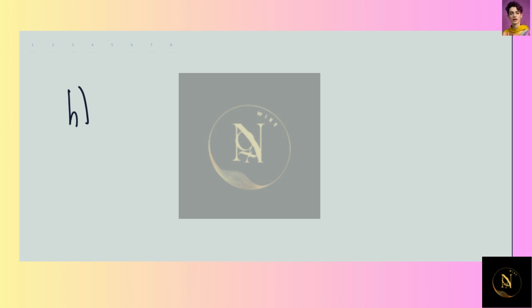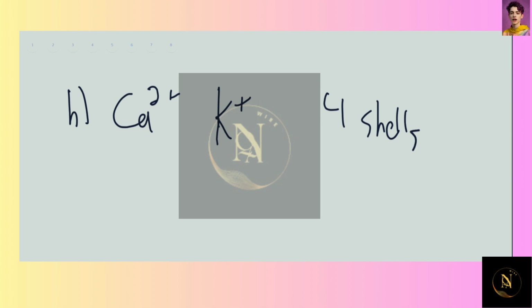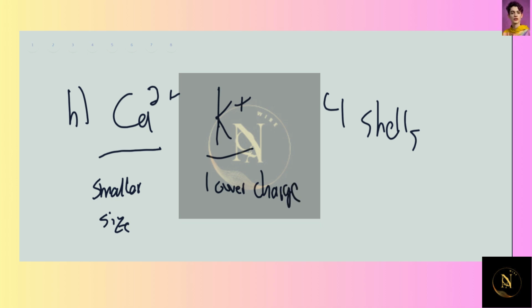The last one is Ca2 plus or K plus. As we can see, both of them are in the fourth row of the periodic table, and so both of them have 4 shells. Now, Ca2 plus has a slightly smaller size, and K plus is lower in charge and greater in size, and so the dominating factor, with the lower charge to volume ratio, is K plus.